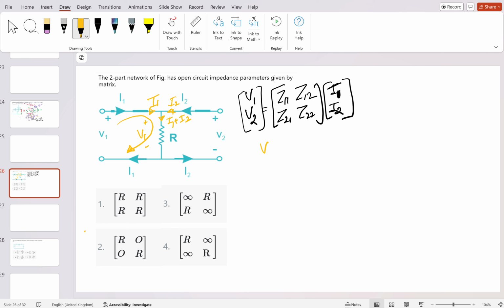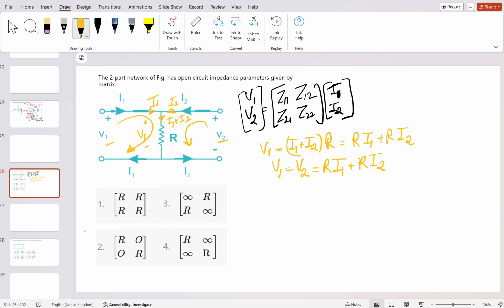So you can write it like this: V1 is equal to (I1 plus I2) times R, or you can simply write it as R times I1 plus R times I2. Now apply the KVL in this loop. V2 will be equal to V1 because they are across the R itself. So V1 will be equal to V2, and you can write it as R times I1 plus R times I2.